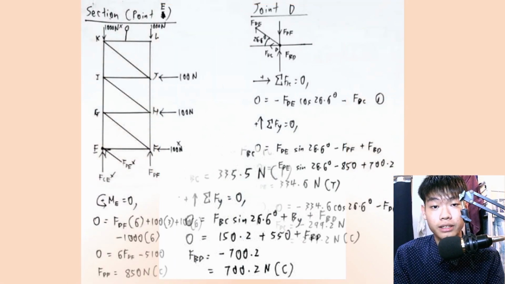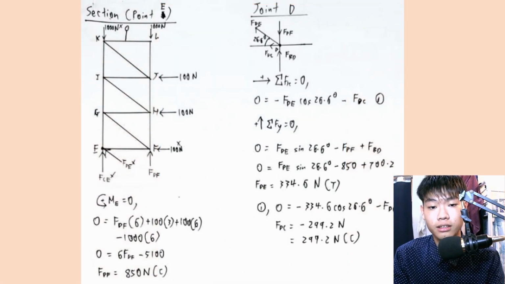By using the method of sections, we will find that the total moment at joint E is equal to 0, and we can find that the force in DF is equal to 850 Newton, which is in compression. By using the method of joints at joint D, we will find the summation of forces in the X component is equal to 0, and we will get our first equation.